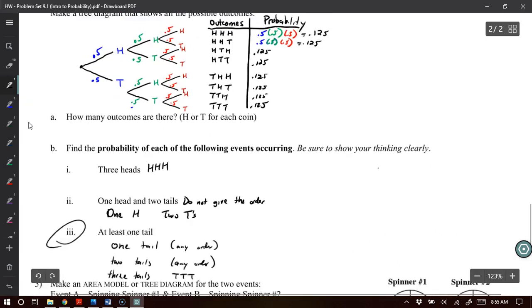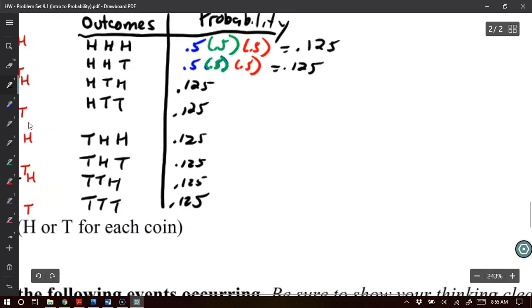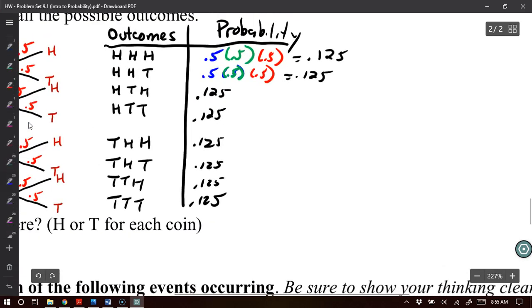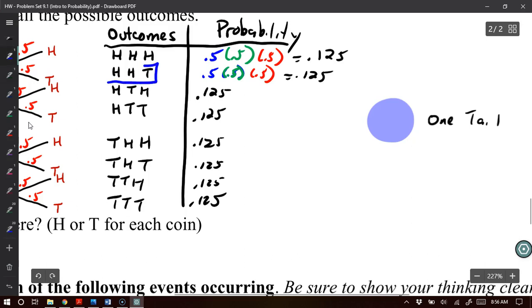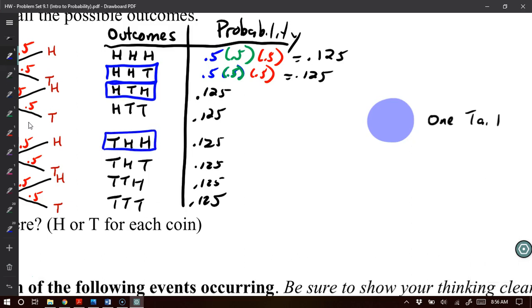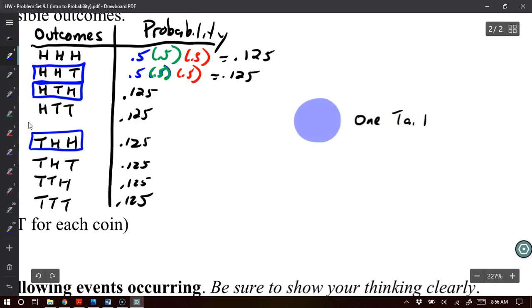So I can look at my outcomes, and we'll go yellow. We'll look at blue as being 1 tail. And I can just look at my outcomes because, look at this, I have right here 1 tail, 1 tail. I can keep going down. Here's 1 tail. I think that's all of the ones that are 1 tail. I can actually count. So I have 3 times the 0.125. I have 3 0.125s.